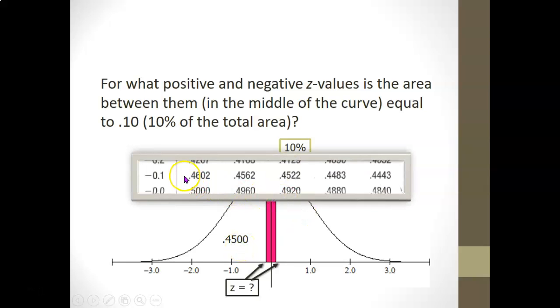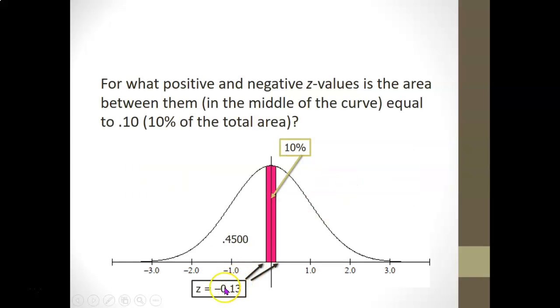So if you go to the table, look for the closest thing you can find to 0.4500. Can't find it exactly, but it's somewhere in between 0.4522 and 0.4483. It's actually a little closer to 0.4483 because that's 17 away instead of 22 away. And that goes with z being negative 0.13.